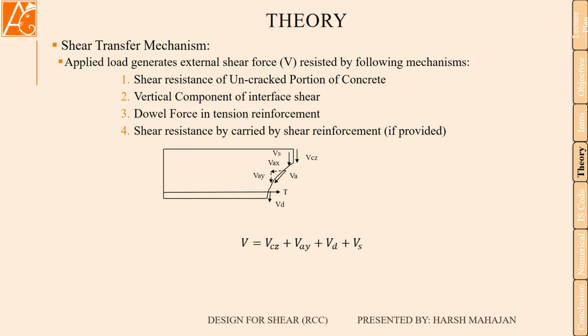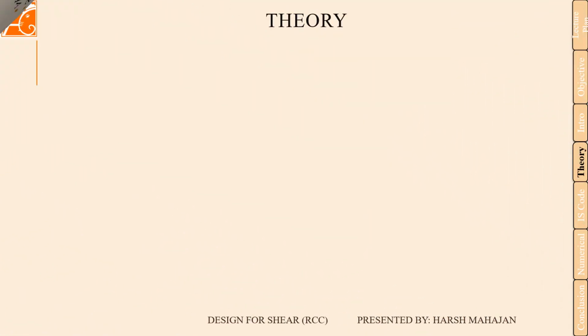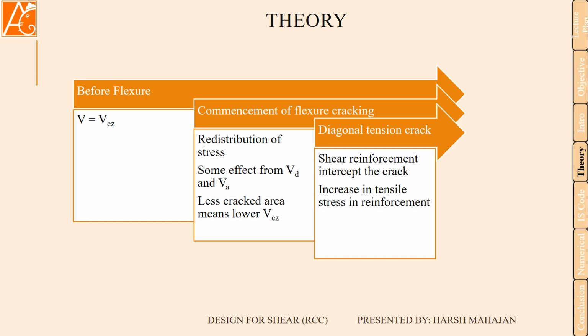So our whole shear resistance will be VCZ plus VAY plus VD plus VS. So the process will be like this. Before flexural, before bending, before tensile stresses or tensile cracks come, the whole shear is resisted by VCZ. Then when the flexural cracking occurs, our area will be reduced. The uncracked portion will be reduced, and hence our VCZ component will also be reduced.